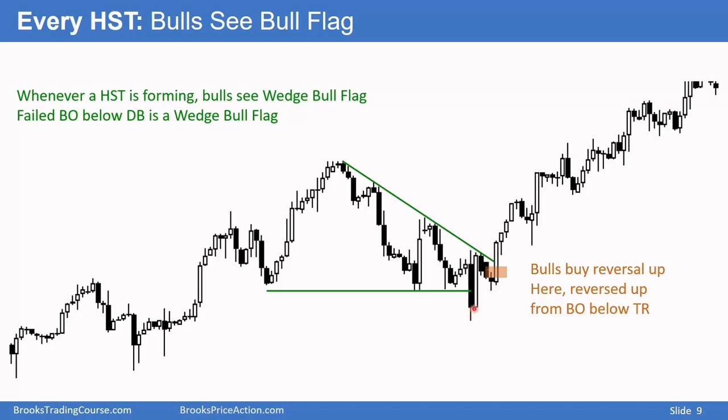Some bulls will buy above this bar. They see the strong reversal up from the breakout below the bottom, and they see this as a pullback from this reversal up. It's also about a 50% pullback. We pulled back about 50%, and now we're starting to resume up. They'll place a stop to buy above the high of the prior bar. Other bulls will buy above the high of this bar or above the high of the 2-bar reversal.